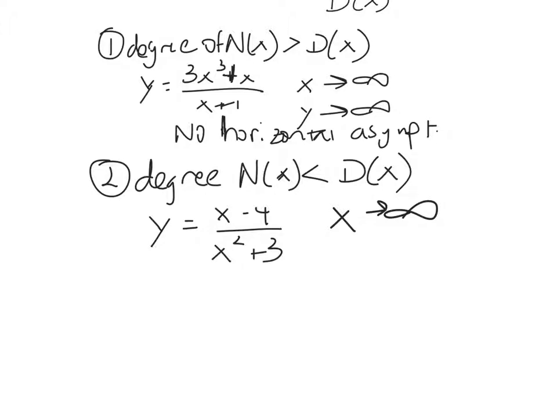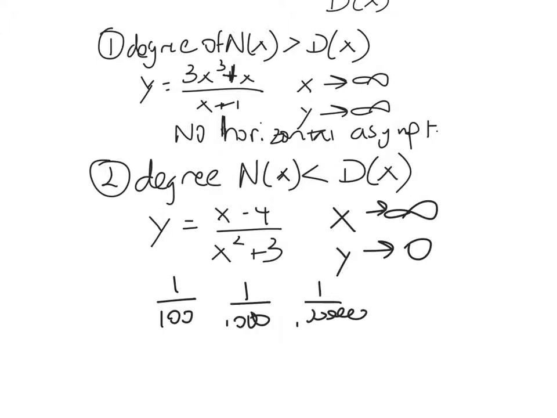I'm getting a huge number on the bottom, because I'm squaring that number. It's getting even bigger than the top. And so what happens is y is going to 0. Okay? Think about 1 over 100, and then 1 over 1,000, and then 1 over 1,000,000. The bottom's getting increasingly bigger than the top, and so this is going to 0. It's getting closer and closer to 0.